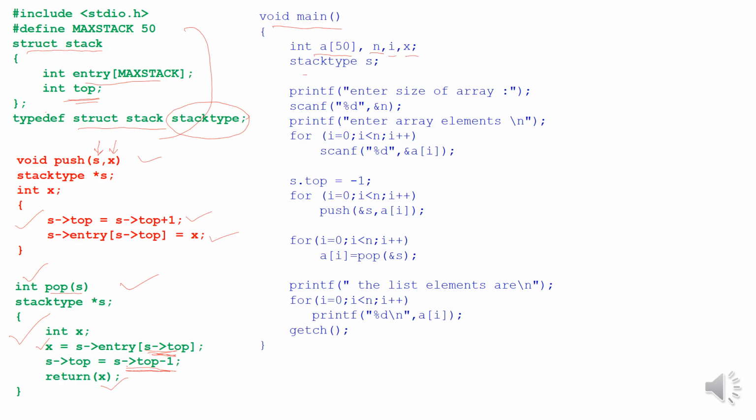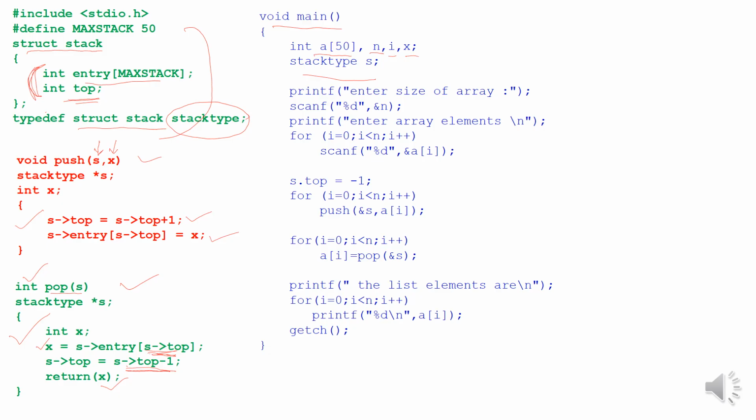Then stack type, yes, s is a variable of type stack type. What is stack type? It is of struct stack. What is struct stack? It contains two members, entry and top. So entry of max stack. What is entry of max stack? It means an array. Max stack means the total number of elements that we can place in the stack.